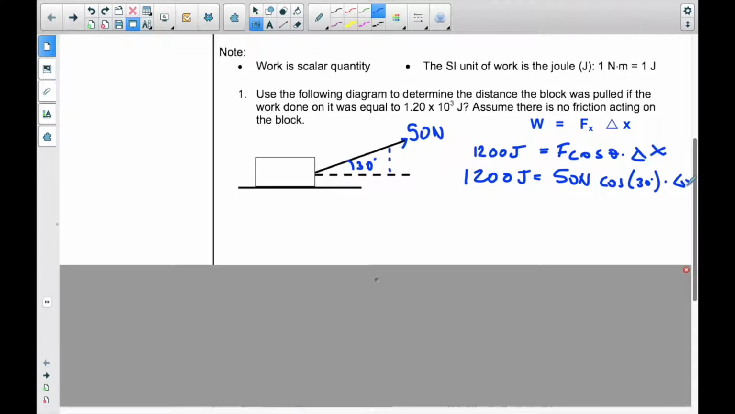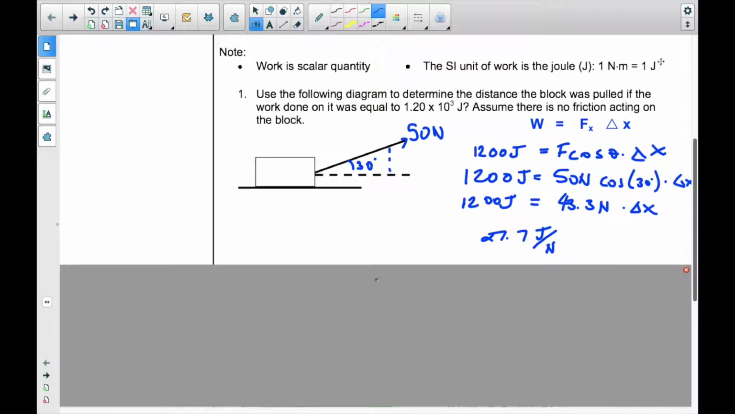That's what we're solving for, how far did we go. At this point, make sure you are in degree mode. So if we do that on our calculator, 50 times the cosine of 30 is 43.3, and that's still in newtons. Then we'll divide both sides by 43.3, and we get 27.7 joules over newtons.